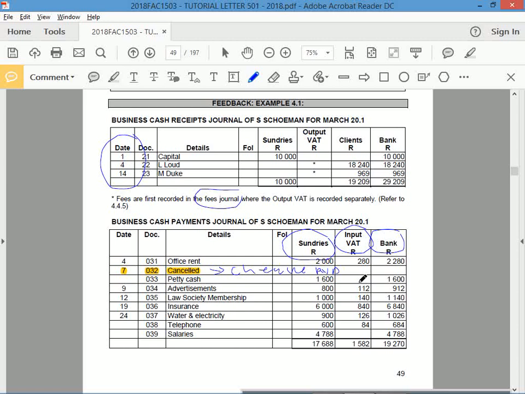This CPJ and CRJ is a little bit different to other ones that I've seen before because these accounts can actually have their own columns. You can have a column called office rent, a column called petty cash, a column called insurance, and then you can put it in a column. That's for massive businesses that have lots and lots of accounts and lots of different transactions. So they've used sundries. So I've given you that sundries column at the end.